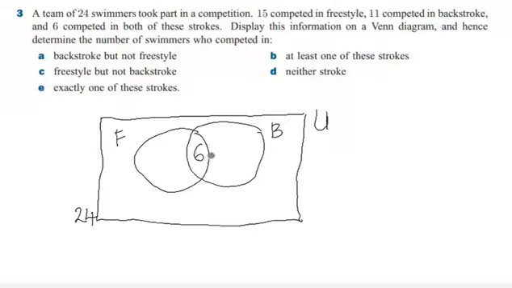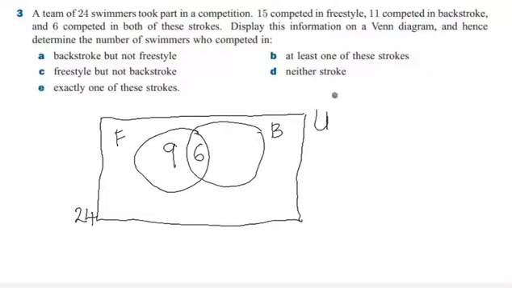The 6 swimmers who competed in both, I have to subtract that number 6 from 15, so I'll know those who did freestyle only. 15 minus 6 will give us 9. If I add the 6, I still have 15. So if I'm asked how many people competed in freestyle, that'll be 9 plus 6, 15 people. How many people competed in freestyle only? That'll be 9. I hope it's making sense to you.